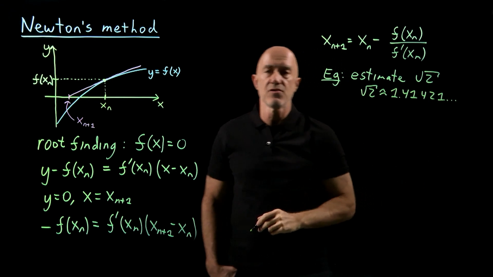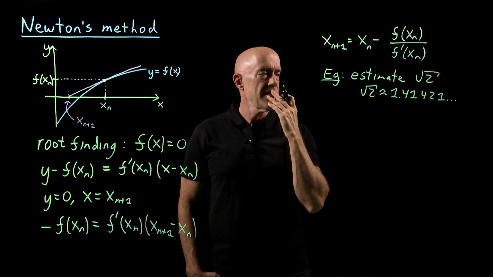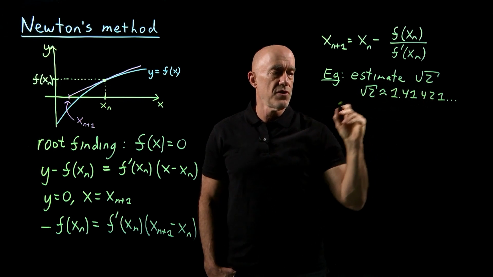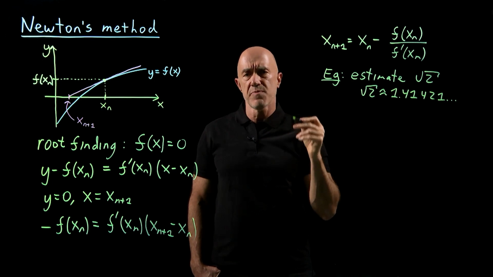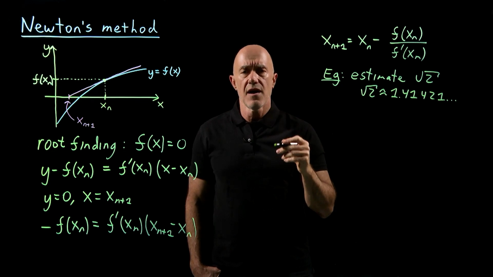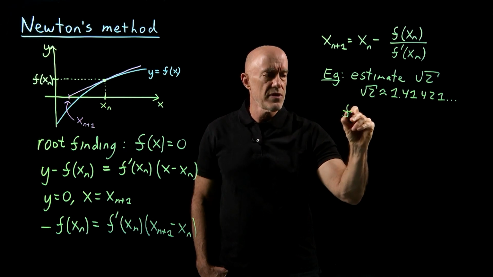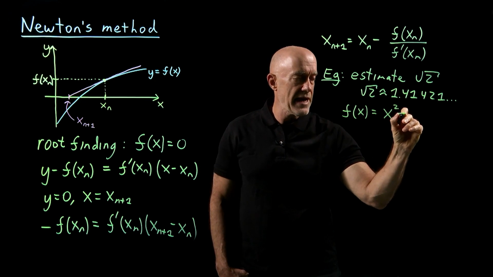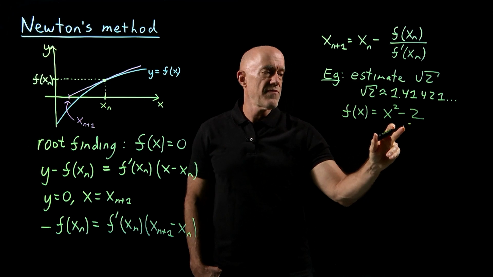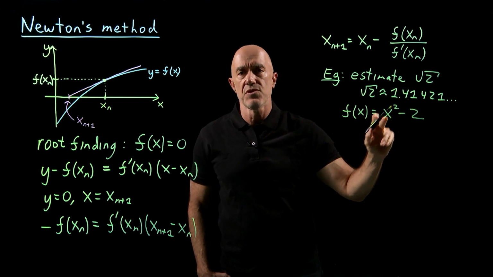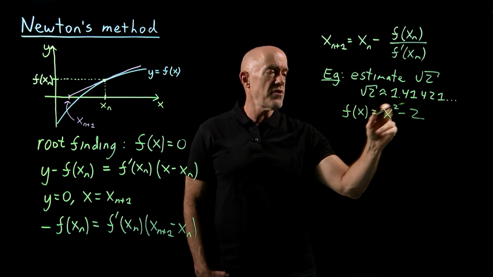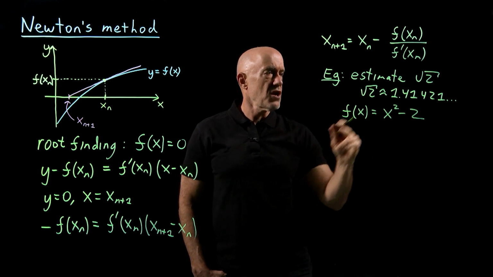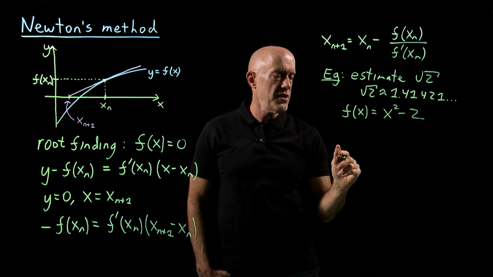Okay, so let's see how Newton's method will do. We need our f of x for square root of 2. So square root of 2 is supposed to be a root of f of x. We know that if we take f of x equals x squared minus 2, then if you plug in x equals square root of 2, you get 0. So square root of 2 is one of the roots. The other one is negative square root of 2.